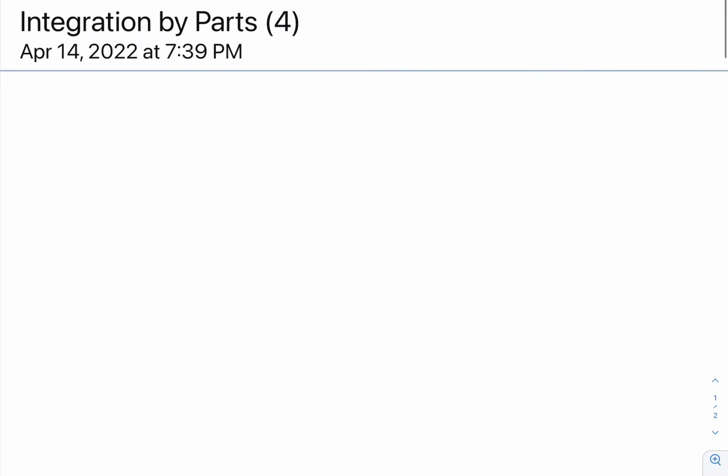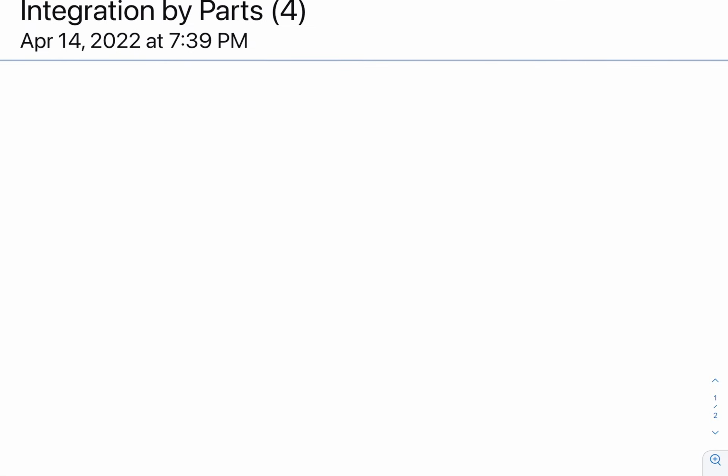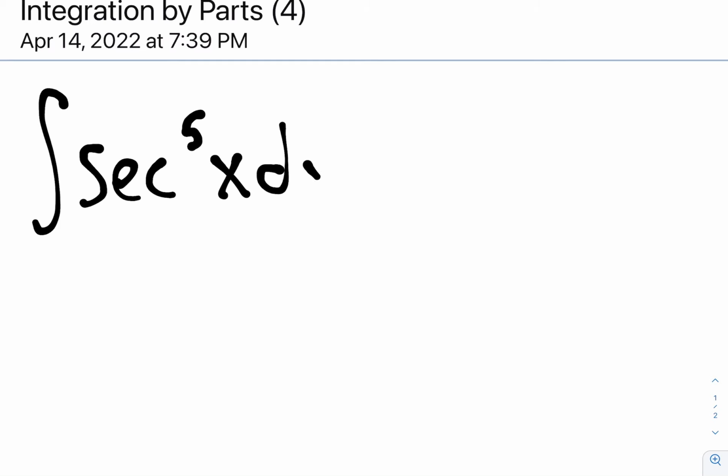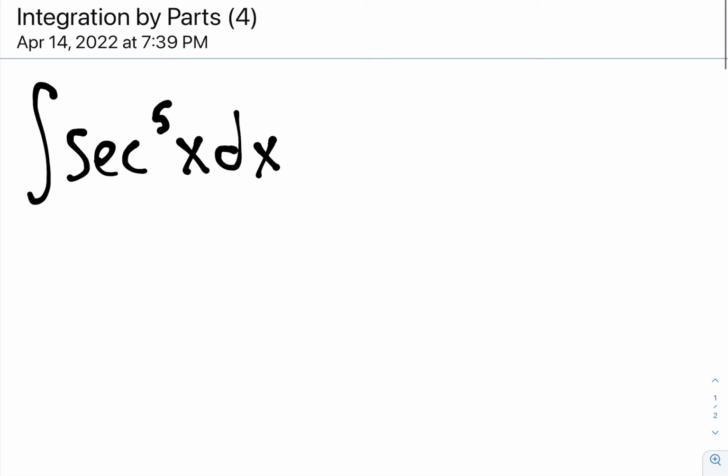So, the integral we're going to be looking at is the integral of secant to the fifth x dx. This nasty bugger right here takes about a page and a half to solve. Okay, so the first thing we're going to do is, this 5 really messes things up. Lots of time in calculus and algebra, your trig identities, your differentiation, we're used to seeing secant squared.